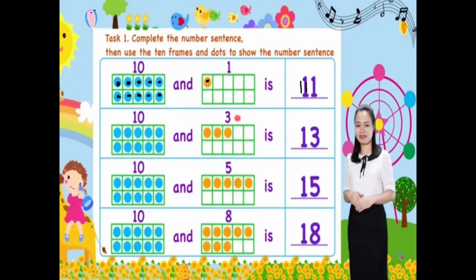So, 10 and 3 is 13. 10 and 5 is 15. 10 and 8 is 18. I hope everybody has got the correct answer.